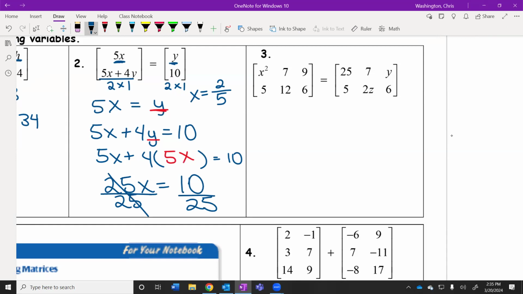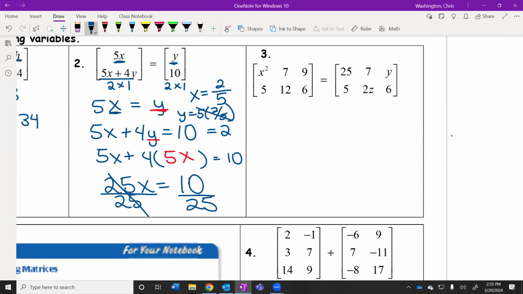And then we can plug in 2 over 5 back right here for x, because we know y is by itself. So y equals 5 times 2 over 5. The 5's actually cancel out, and we get y equals 2.